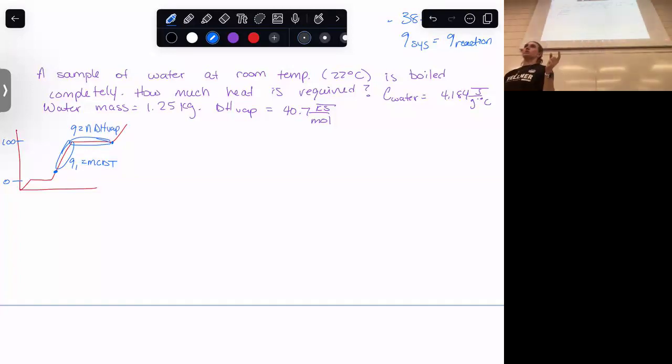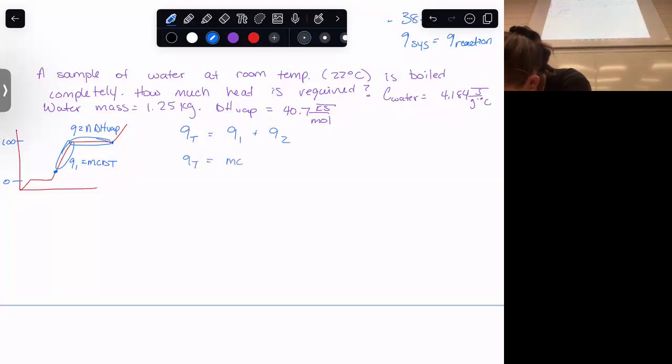And then you can just add those two Qs up, right? Once they're both heats, then they can both be added up. So Q total is equal to Q1 plus Q2, which is MC delta T plus N delta H of vaporization. Is this enough to get you started and try finding a Q on your own? Let's do that and we'll reconvene in a couple minutes as I also get the answer.